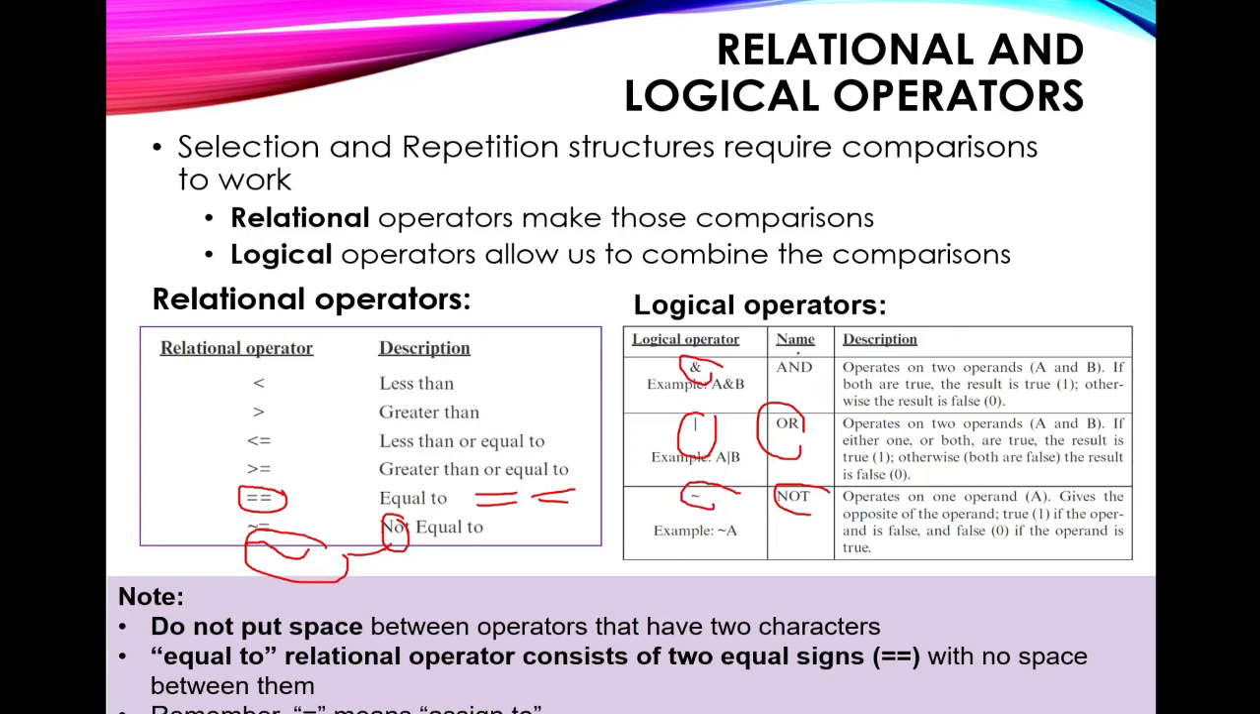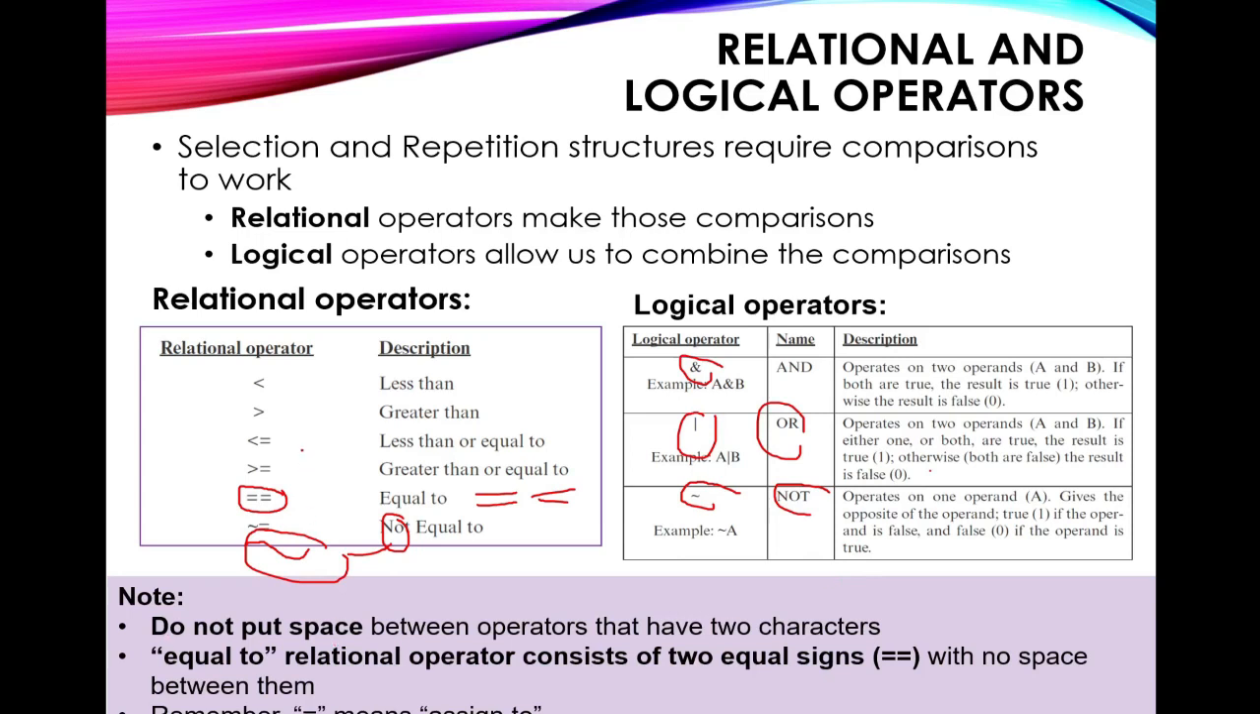So the description for and, for example, it will operate on 2 operands A and B. So for and, if both are true, the result is true. And for or, if either one or both are true, the result is true. Otherwise, the result is false. This is how MATLAB uses the relational and logical operators to obtain the logical results. And the not logical operator gives the opposite of the operand. So the result will be true if the operand is false, and false if the operand is true.